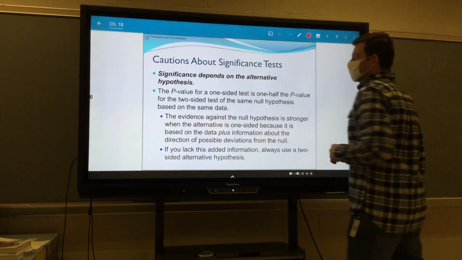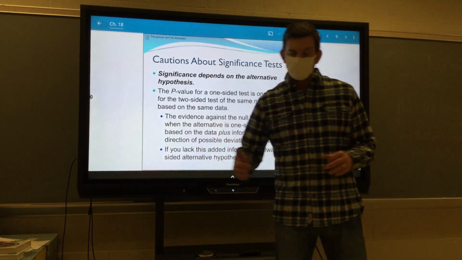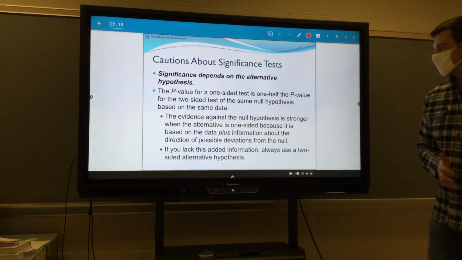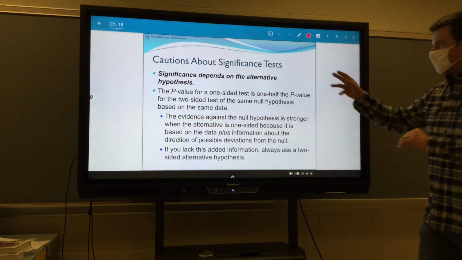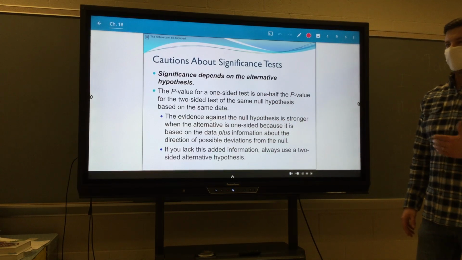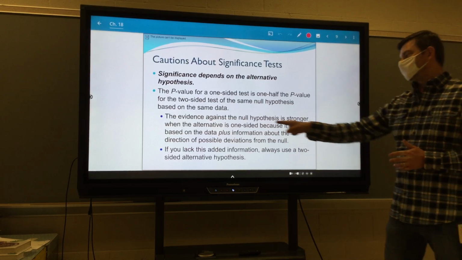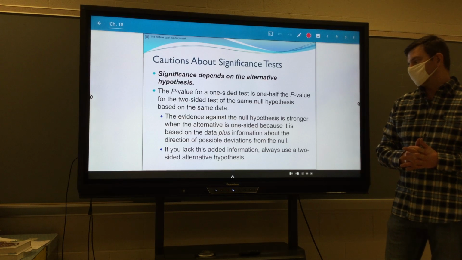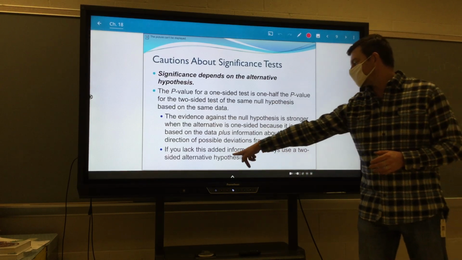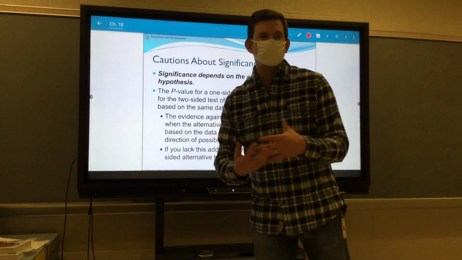Now, we know that the significance depends on the alternative hypothesis. Okay? We've said this alternative could be one-sided or two-sided, and the two-sided is exactly double the one-sided p-value. And that's okay. We expect that because it's a normal symmetric distribution. The data on both sides, we're not implying any direction for our difference. The evidence against the null hypothesis is stronger when the alternative is one-sided because it is based on data plus information about the direction of possible deviations from the null. If you lack this added information, always use a two-sided alternative hypothesis. The two-sided is the safe way to go into a study.